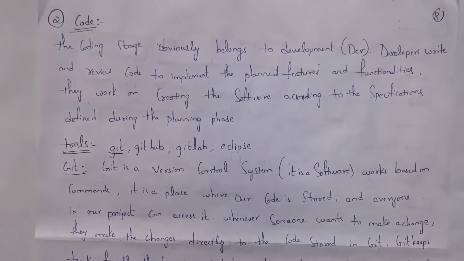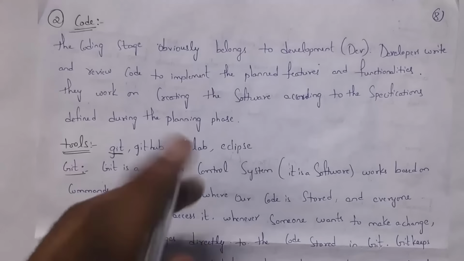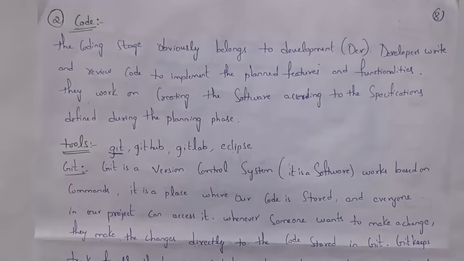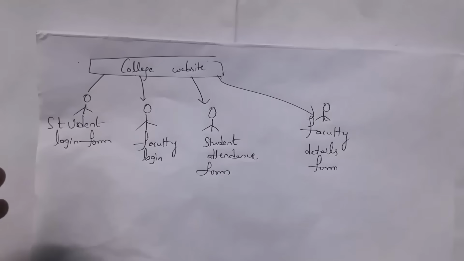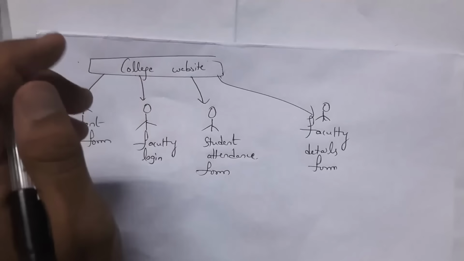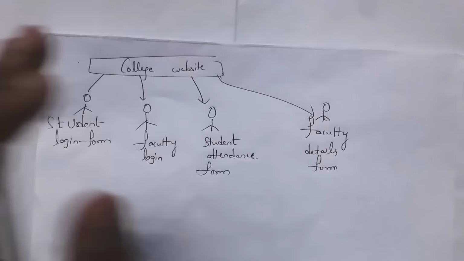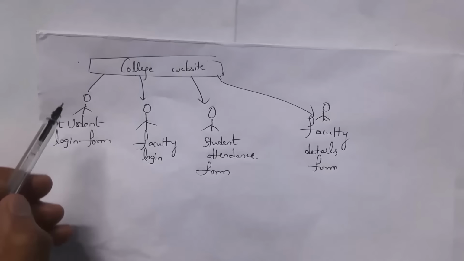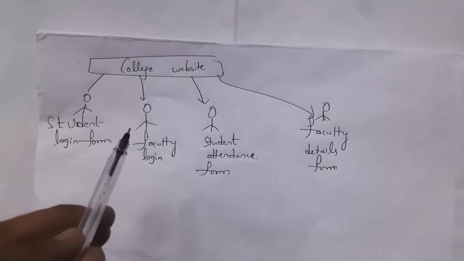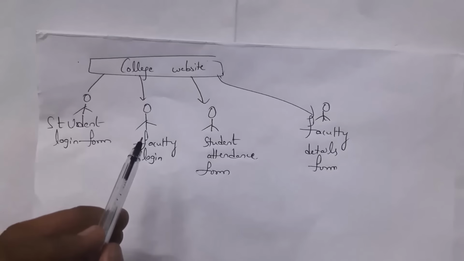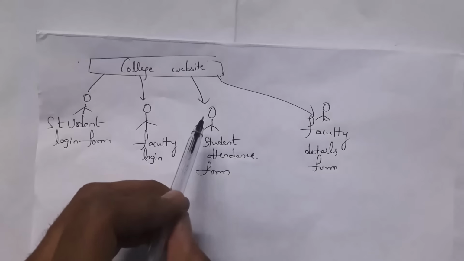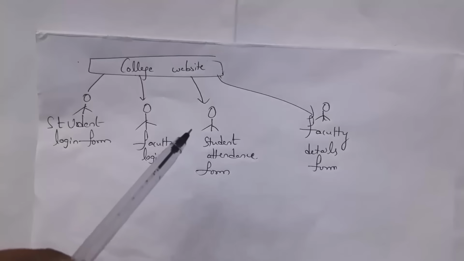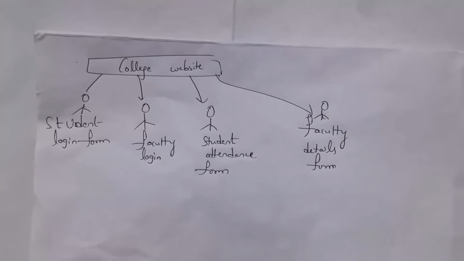Guys, in software companies, only single developer will not write entire code. I will give an example. For example, software company is creating college website. Only one developer will not write entire code for this college website. There are various developers involved. For example, one developer is creating student login form for this college website. Next developer is creating faculty login form. Next developer is creating student attendance form. And next developer is creating faculty details form.